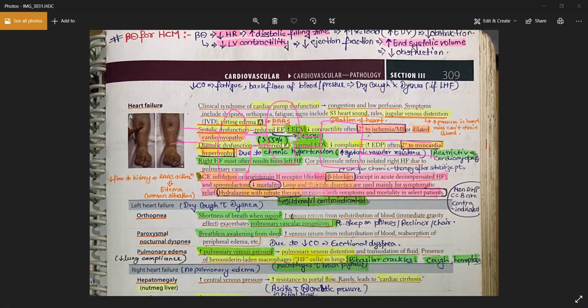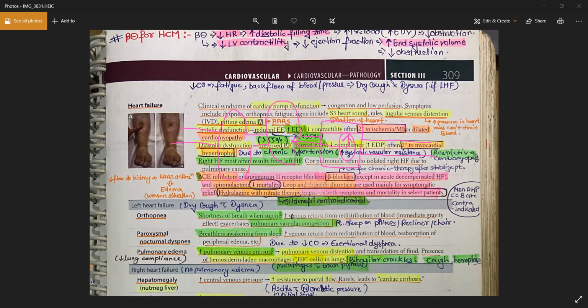So if the pressure or the volume inside this left heart is increased, what is going to happen? All of this pressure and volume will backflow into the lungs. When the pressure and volume backflow into the lungs, what happens to the veins and arteries of the lungs? The pressure inside them will increase, and because of the increase in hydrostatic pressure, fluid will start leaking out of the vessels into the interstitial spaces. So for the acute phase, you will get venous congestion in the lungs.